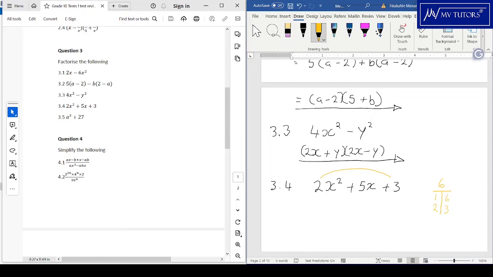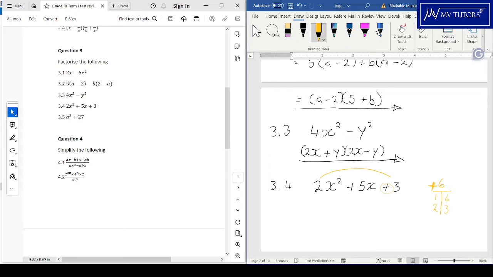So I need to add them so that they give me a positive 5, but also when I multiply them, they will give me a positive 6, because this sign over here is positive. So meaning when I multiply them, they must give me a positive sign. Okay, they must give me a positive 6. How do I get a positive 6?